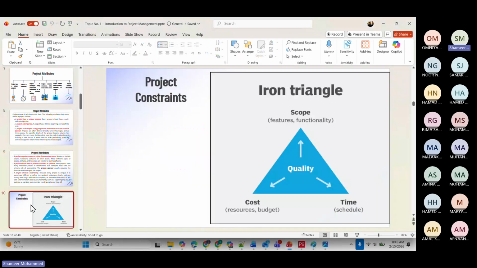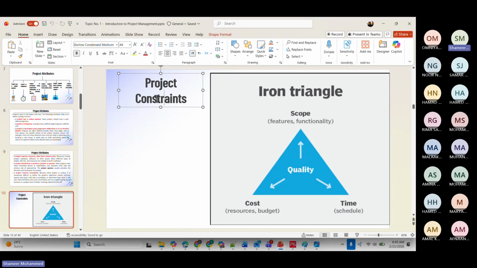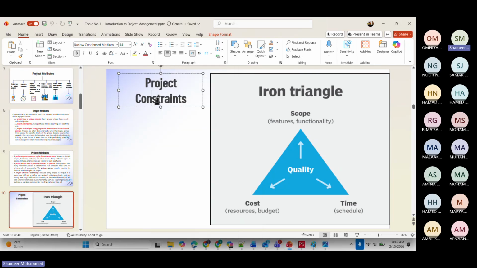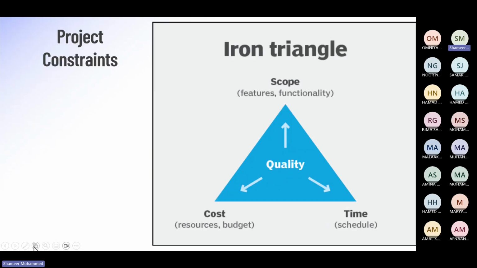Now, next is one more important question. You may get this one in the multiple choice or in the short answer. Constraints, yani limitations. What are the limits? Restrictions, limitations, okay? Limits on the project. What are the constraints? There are three. Number one is scope. Number two is time. Number three is cost. So scope, time, cost.